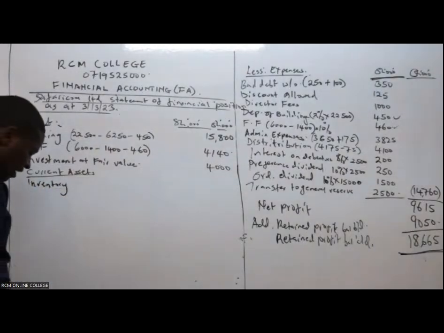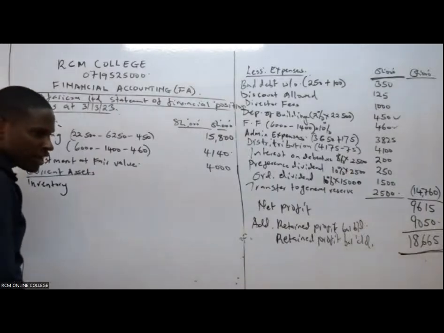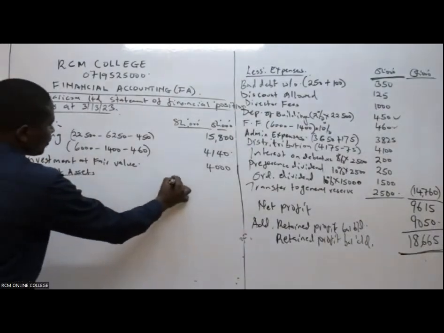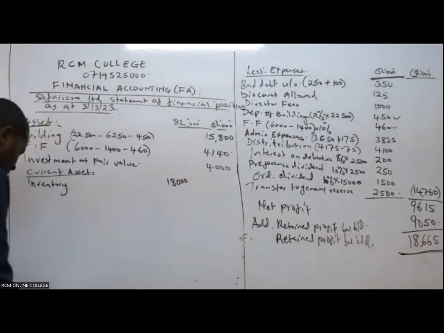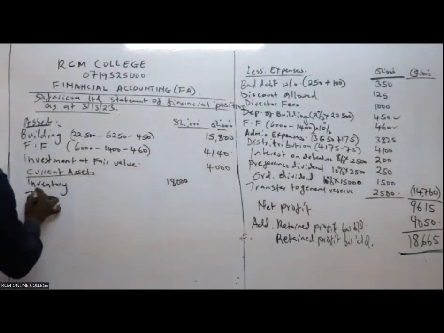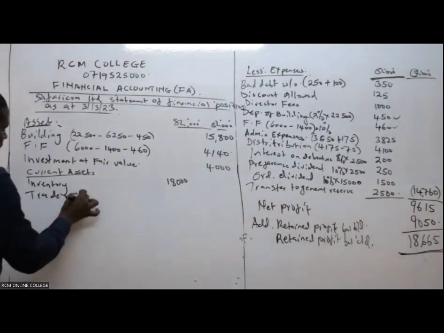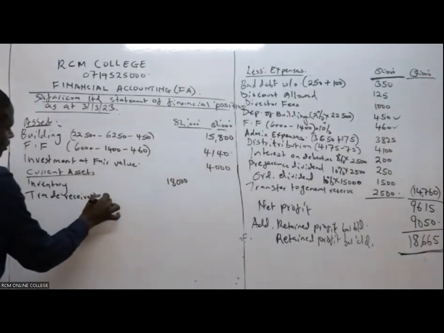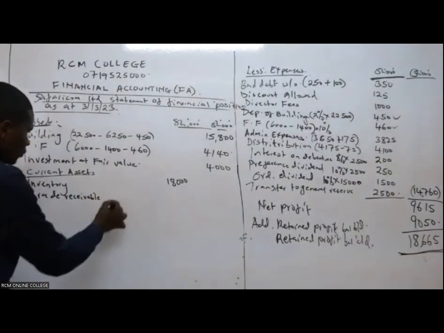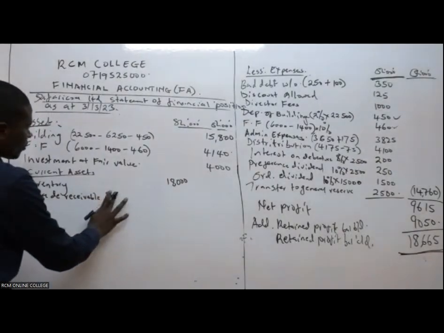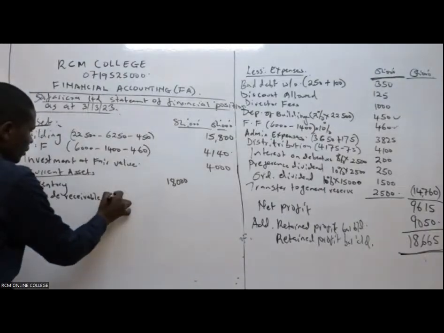Who can give me the value of our inventory? Can you see 18,000? Then we have trade receivable. Who can tell me what we reduce our trade receivable with? It was 8250. What do we reduce our trade receivable with?